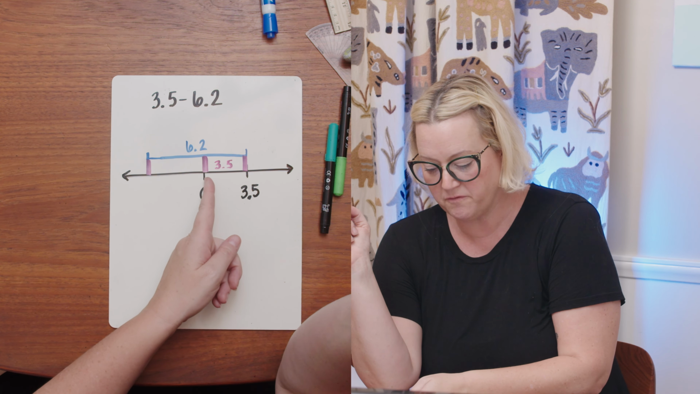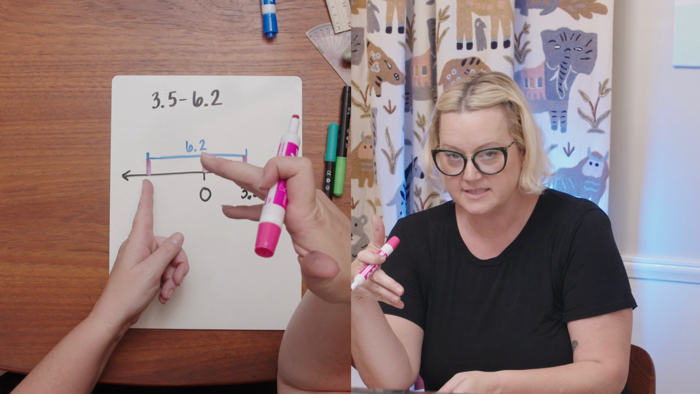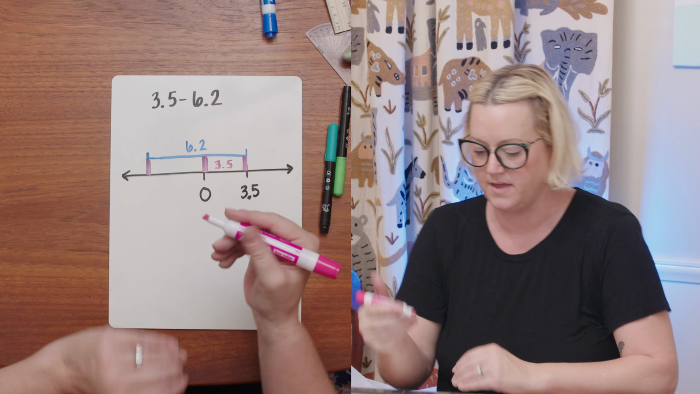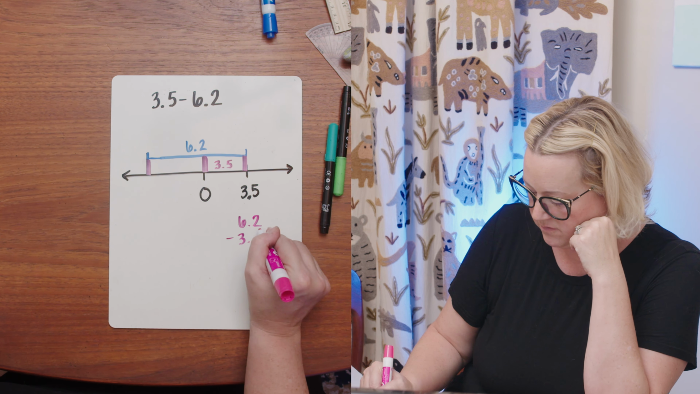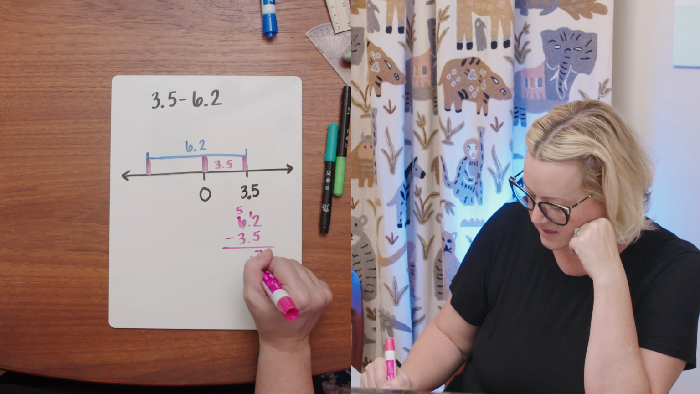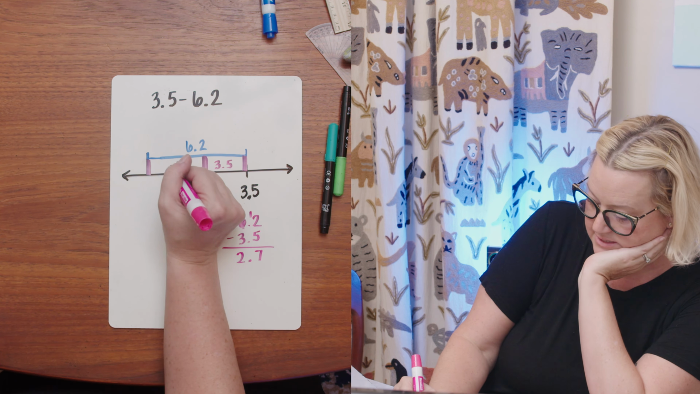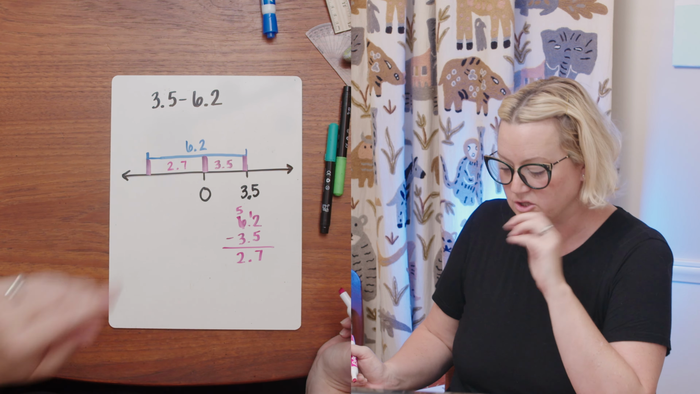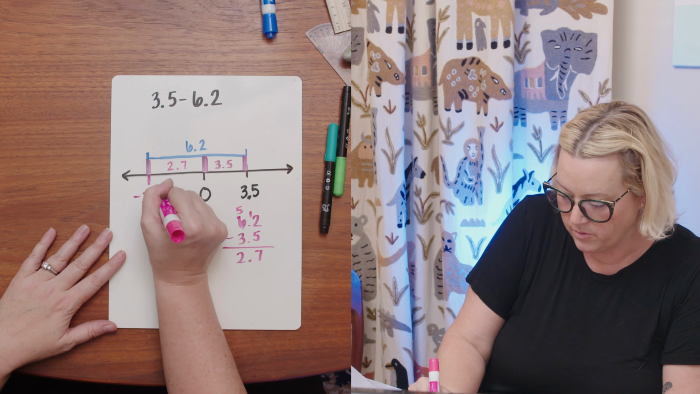Because you went 3.5 of the 6.2 to get to 0, and then we've got to keep going down into the negative. But how far do we need to go? Well, we need to know how far we've already gone. So we can do 6.2 minus 3.5. So then we're looking at 12, 5. So 12 minus 5 is 7. 5 minus 3 is 2. So this distance, which I obviously did not draw to scale, is 2.7. So 2.7 less than 0 is negative 2.7.